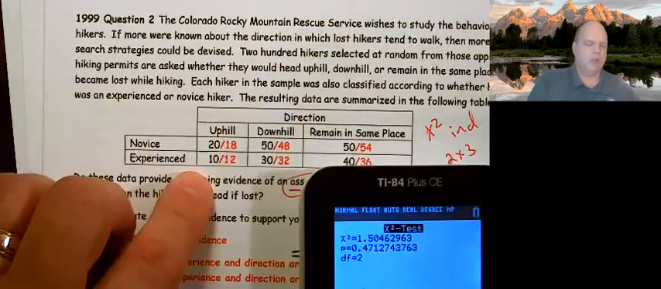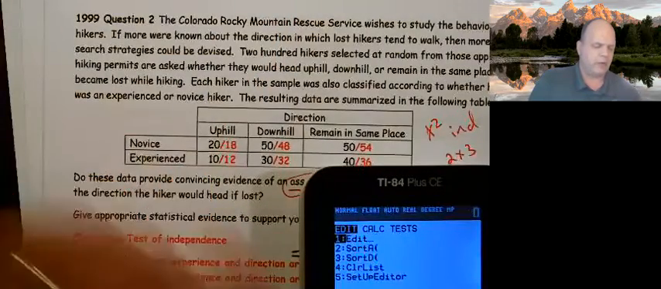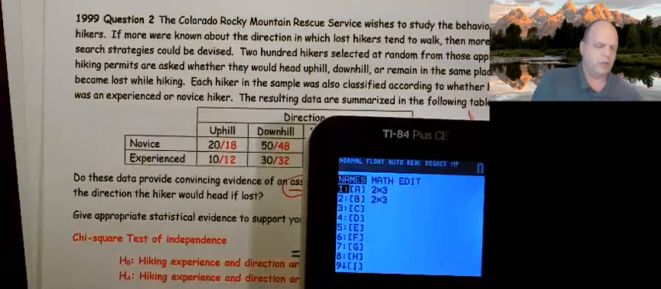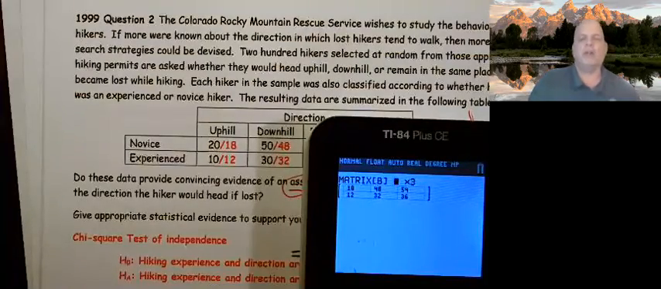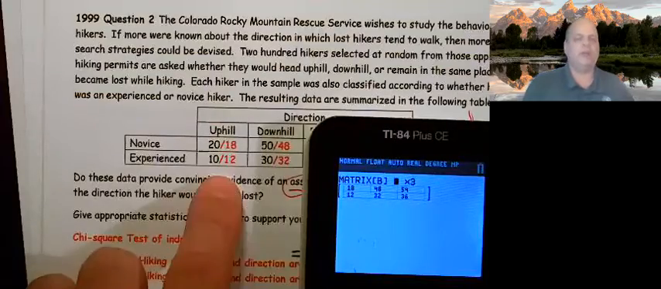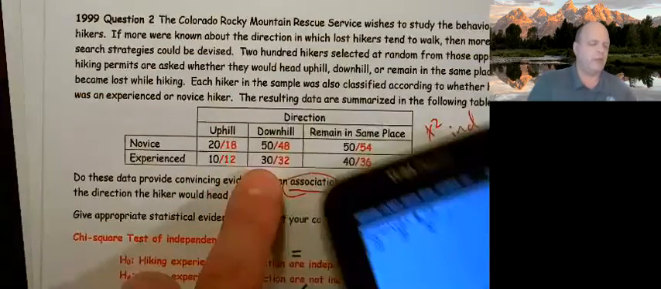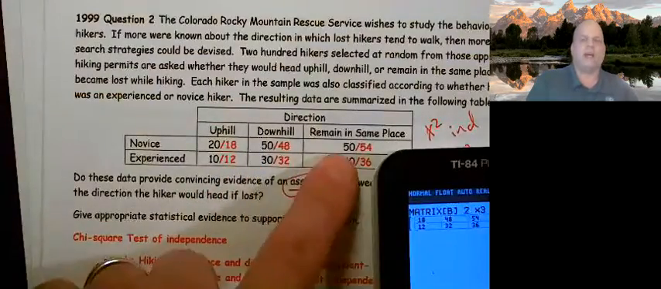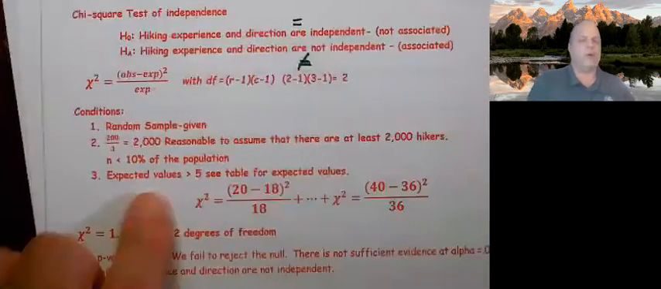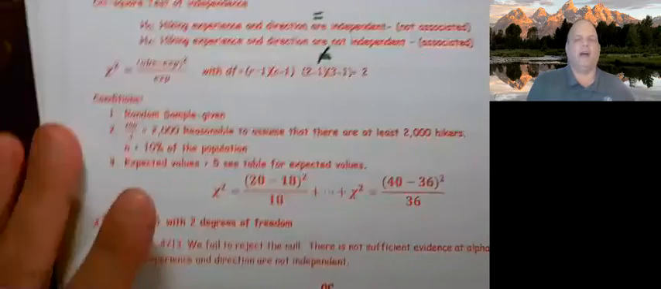We need to go back and check to make sure that we're good on our expected values. Now I go second matrix, now that I've run it. Go to edit, drop down to B, and there it is. Now I ended up with whole numbers. Don't expect that. Most of the time our expected values are decimals, but here they're not. So we write those down beside what they have. Notice I wrote expected values, C table, they're all greater than 5.